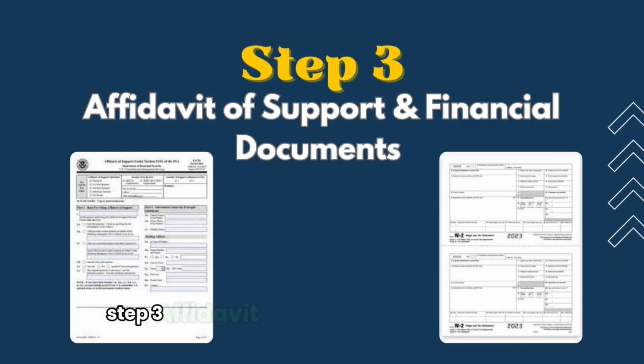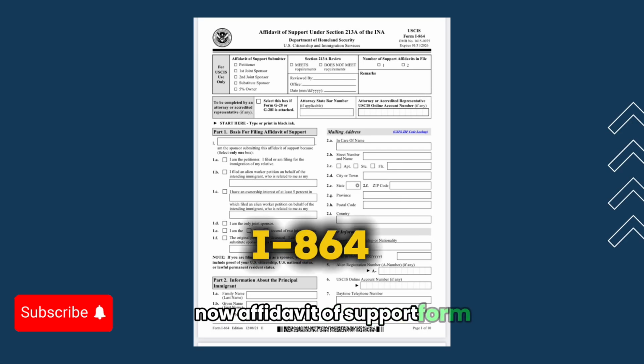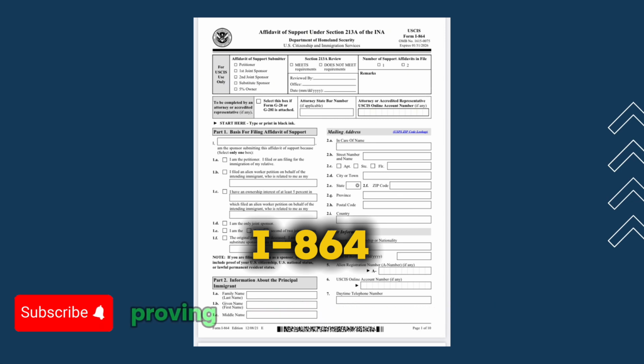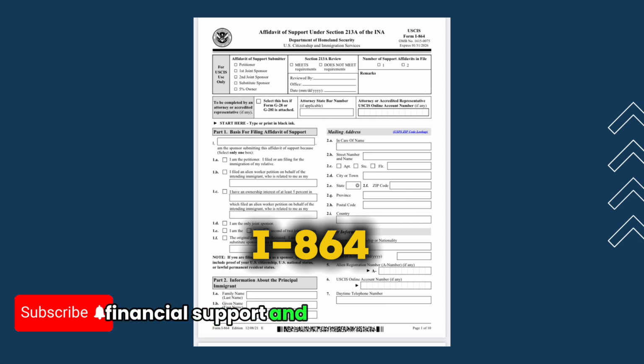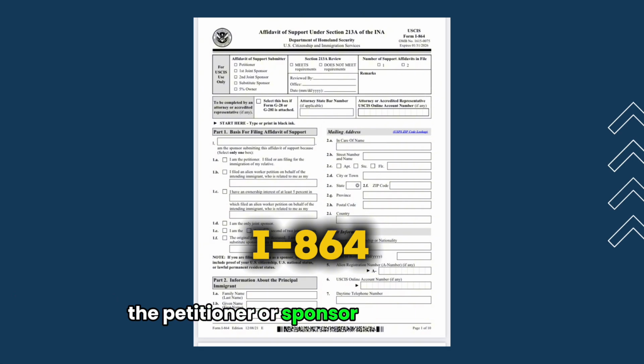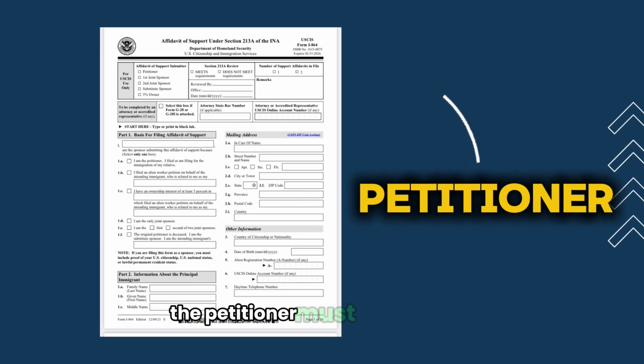Step 3. Affidavit of Support and Financial Documents. The Affidavit of Support Form I-864 is a critical document proving that the visa applicant has adequate financial support and won't become a public charge in the U.S. The petitioner or sponsor must submit this form along with the proof of income, tax returns, and employment. The petitioner must complete Form I-864.